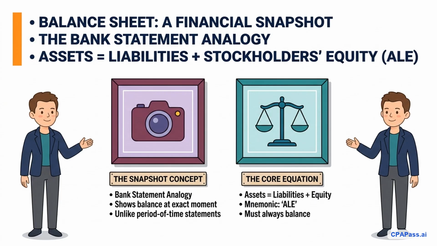Assets represent the economic resources your business owns, such as cash or equipment. Liabilities are the obligations your business owes to creditors. Equity is the residual interest left over for the owners. On the CPA exam, this equation must always balance.